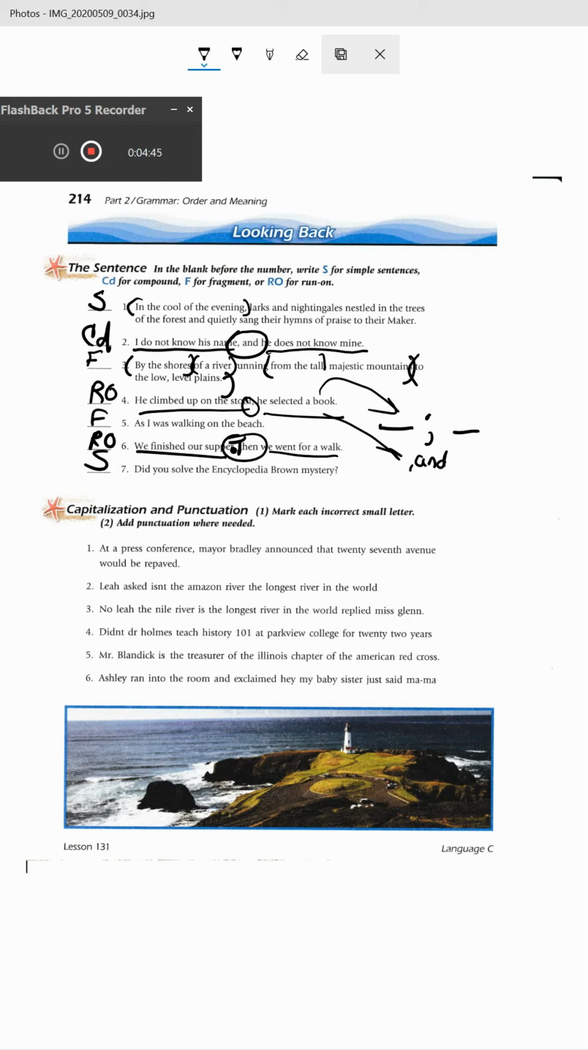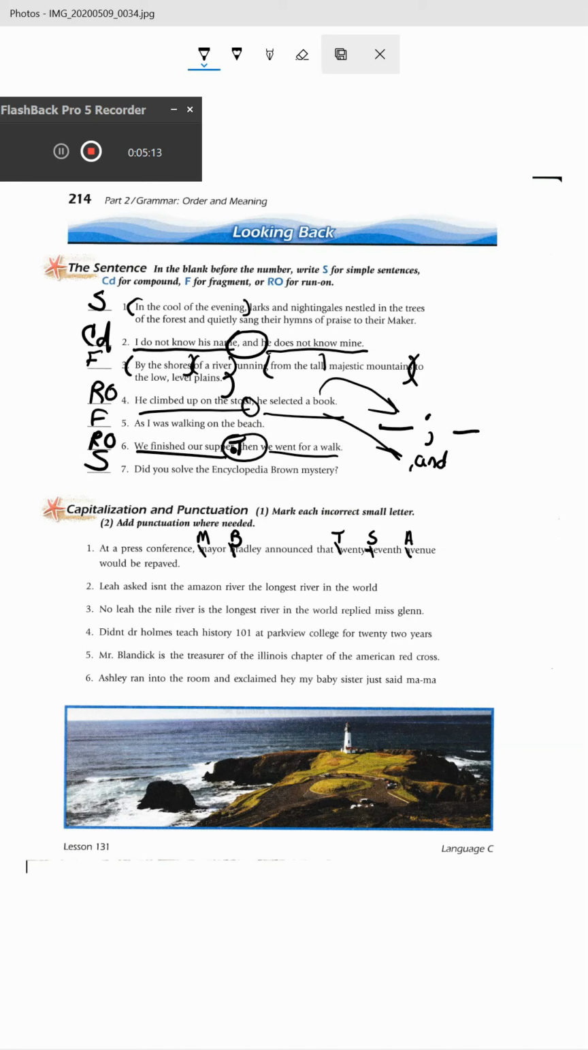At the press conference, Mayor Bradley announced that 27th Avenue would be repaved. All right, so Mayor Bradley's an easy one. Don't forget this dash in between them. And this is the name of a street, so we better capitalize it. And now, oh, they have a period at the end.